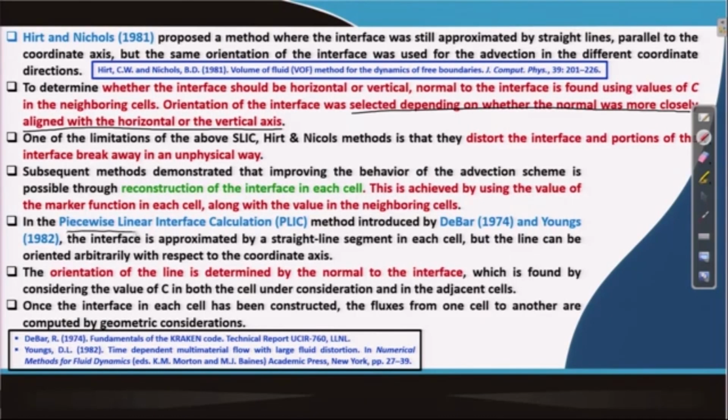Then further came a more sophisticated method, which was more accurate than these two previous methods of SLIC and Hurt and Nichols, which is called piecewise linear interface calculation, and that defined the interface as a slanted straight line. That means the slope of the straight line could be other than just purely horizontal or purely vertical. It could have intermediate slopes also, and then that gave more accurate calculations of the interface advection. So, we will briefly look at a few diagrammatic representations, so that these concepts are clearer to us.